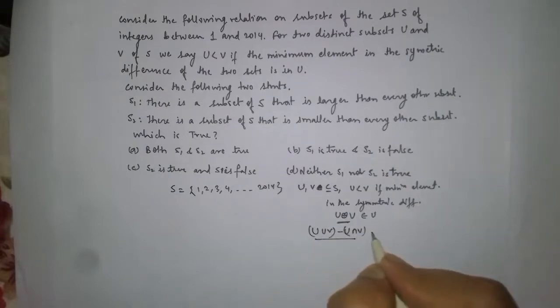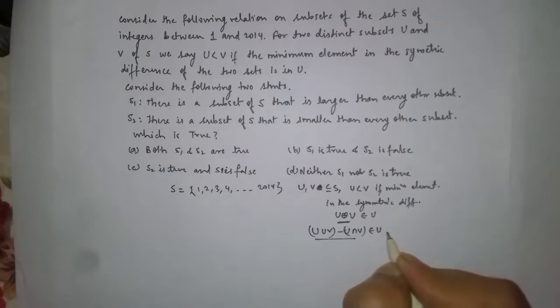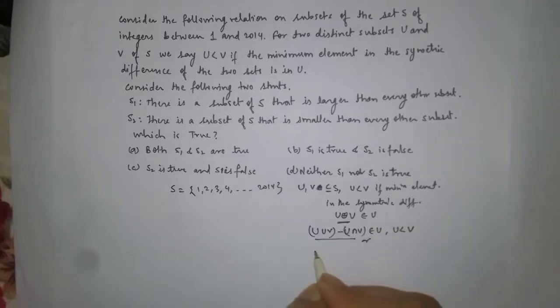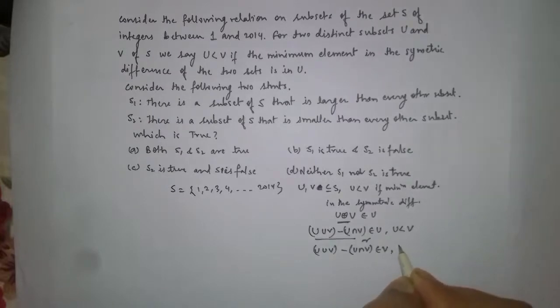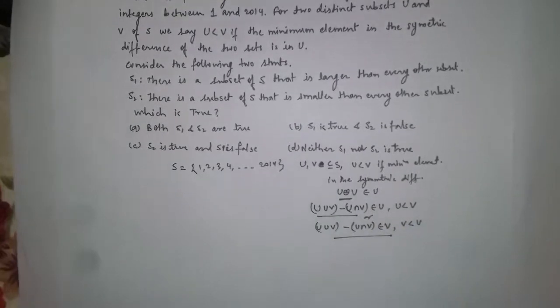If the result of this, U union V minus U intersection V, belongs to U, it means U is less than V, or if it belongs to V, it means V is less than U. Both cannot be the case. So we are taking three subsets.